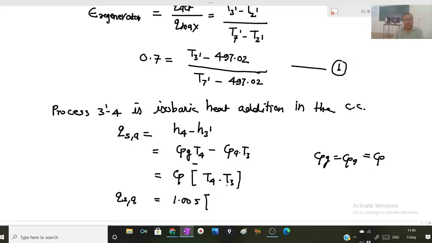.005, and this will be T3 dash. T4 is given to you as 1023. T3 dash is to be calculated. Once again here, T3 dash is not known to me, so I will give this equation as equation number 2.